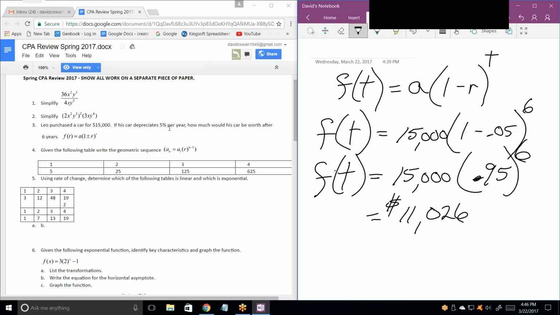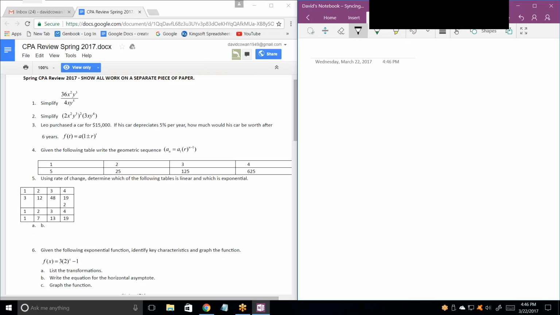In other words, you start with the function they gave you, and you have to know what everything is in this. There's this variable, there's this variable, there's that variable. If you don't know what each one of those means, you can't do the problem. So you have to know that A is the original value, R is the rate, and T is the number of years. And F of T is the future value of the car. All right. Let's go on to the next one.